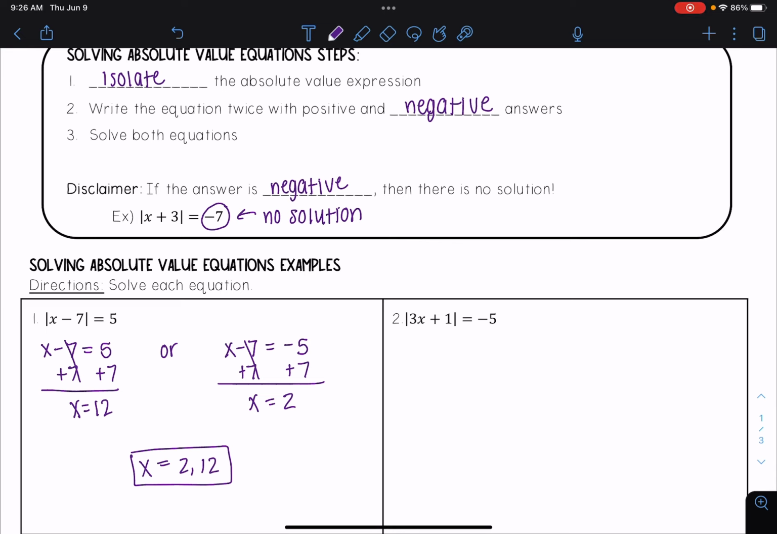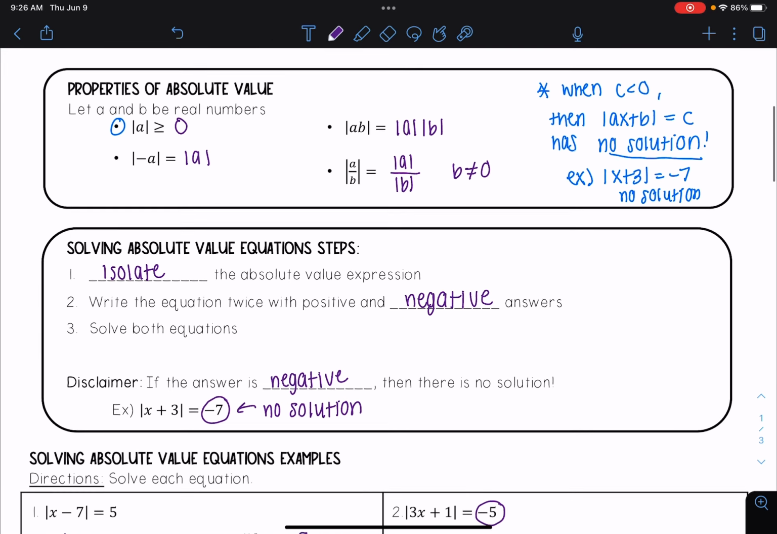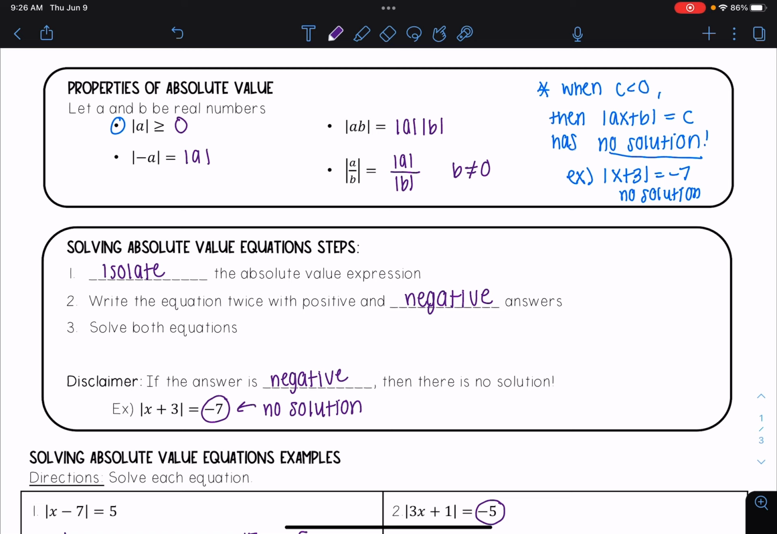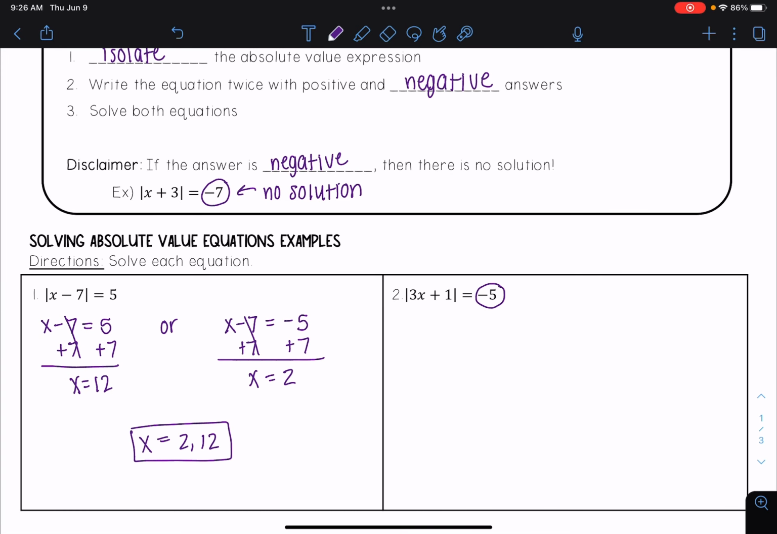Okay, looking at number 2, I see I have the absolute value of 3x plus 1 is equal to negative 5. So here again, I have it equal to a negative number. And I know from my first property up here that the absolute value has to be greater than or equal to 0. And since this isn't, that means that this one is no solution.